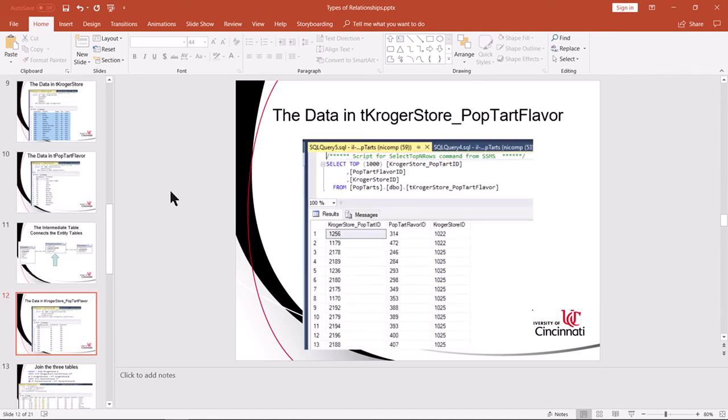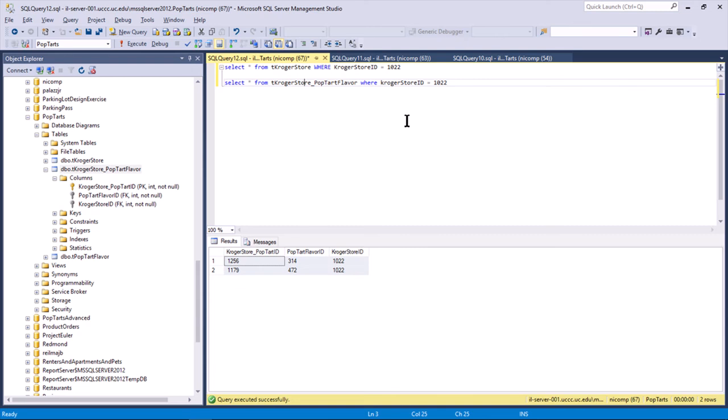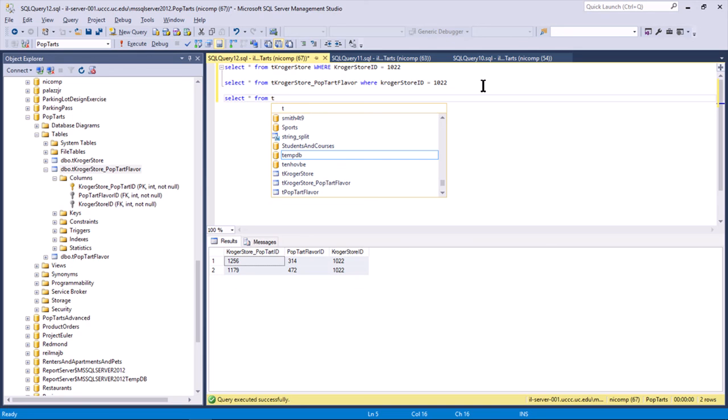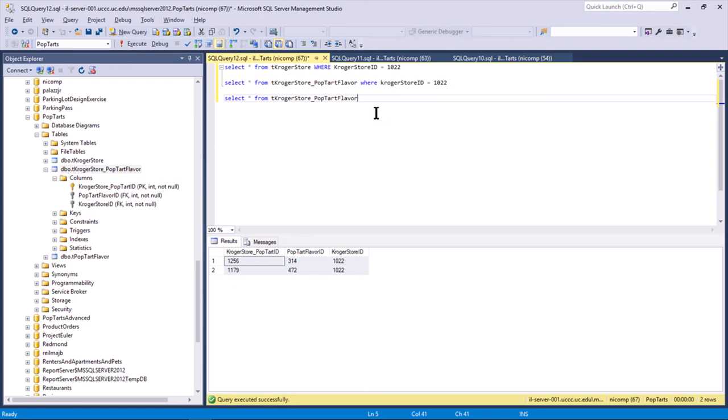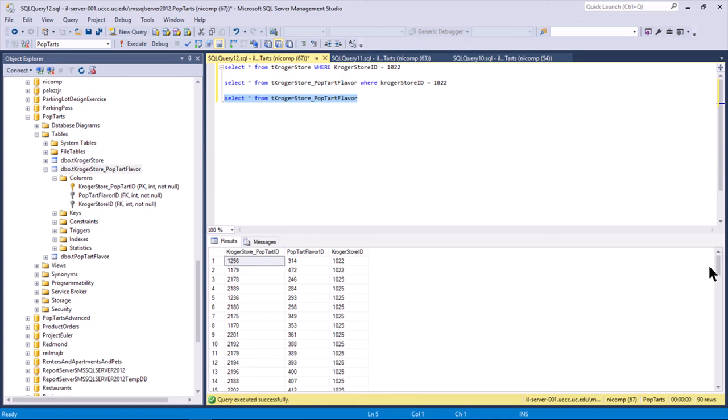Here's the data in the intermediate table. As we saw earlier, we saw an example where we filtered on Kroger store ID as 1022, but here's the full-blown table, and you can see that there are numerous records in this table allowing us to create a many-to-many relationship between the two entities. If we flip back to SSMS, we can look at the contents of that intermediate table just like it is in the slide. We can scroll down.